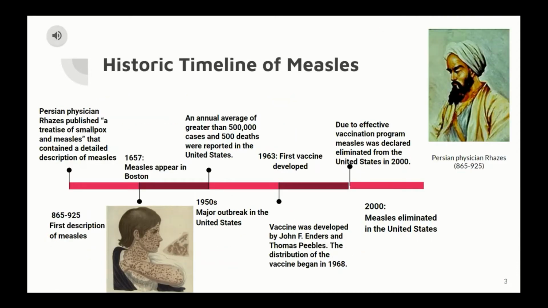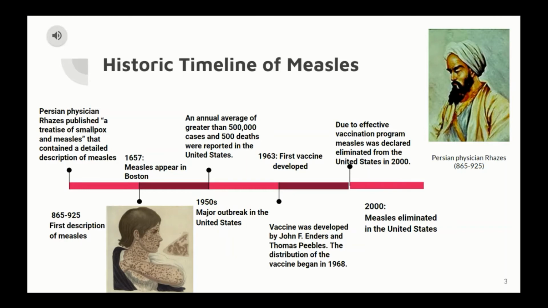Historic timeline of measles. Persian physician Rhazes, aged 65 to 925, was the first to give a detailed description of the disease. He published this description in a treatise of smallpox and measles. In it, he also distinguished that smallpox and measles are two different diseases. In 1657, measles first appeared in the United States, in the city of Boston. In the 1950s, there was a major outbreak of measles in the United States where an annual average of more than 500,000 cases and 500 deaths were reported.